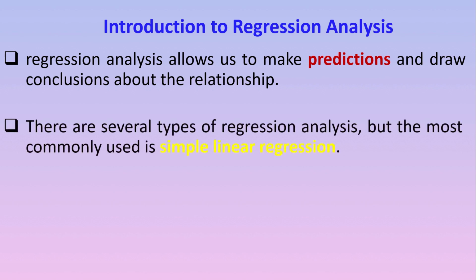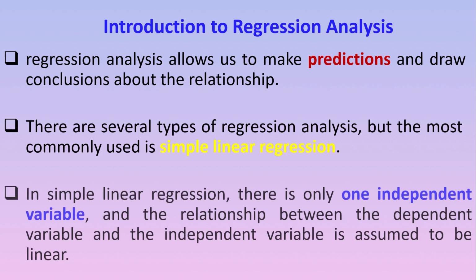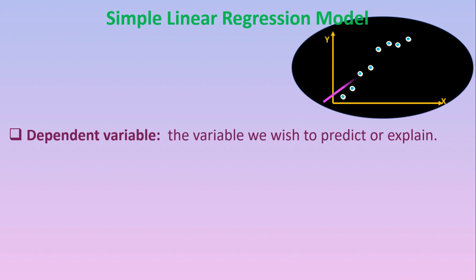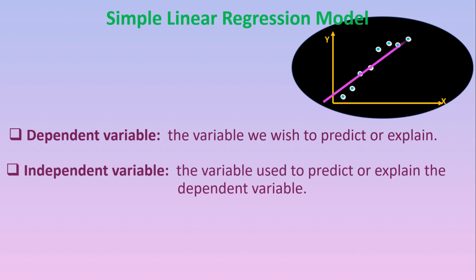There are several types of regression analysis, but the most commonly used is simple linear regression. In simple linear regression, there is only one independent variable and the relationship between the dependent variable and the independent variable is assumed to be linear. Then what is the dependent variable? The variable we wish to predict or explain. Independent variable? The variable used to predict or explain the dependent variable.